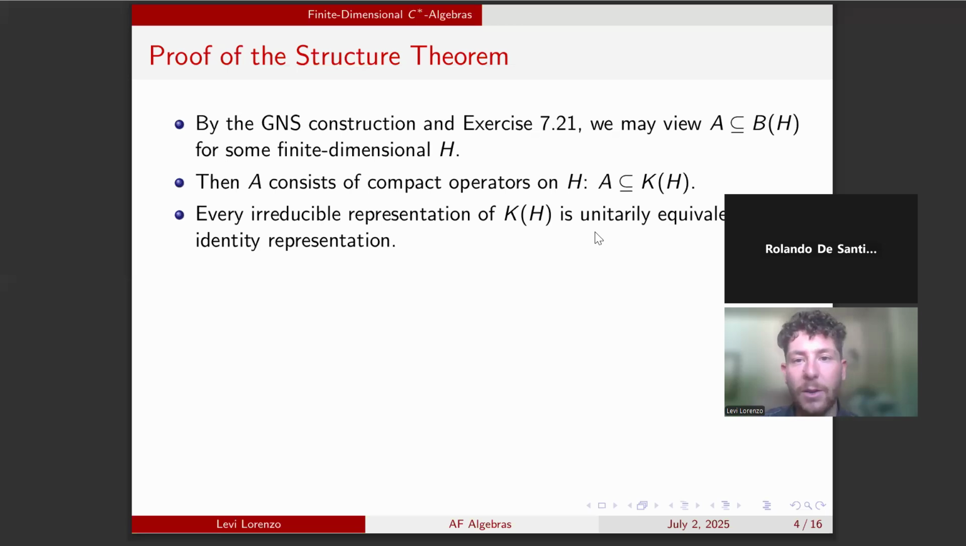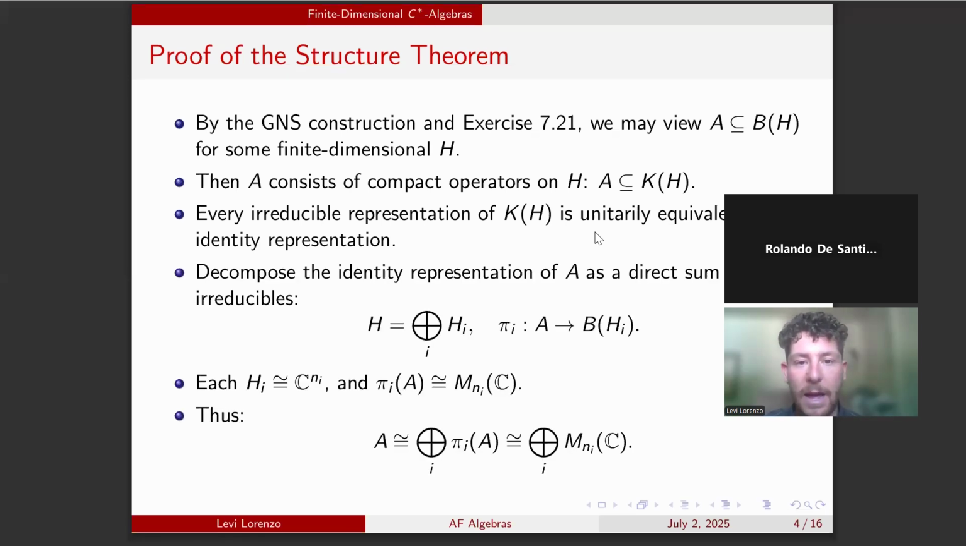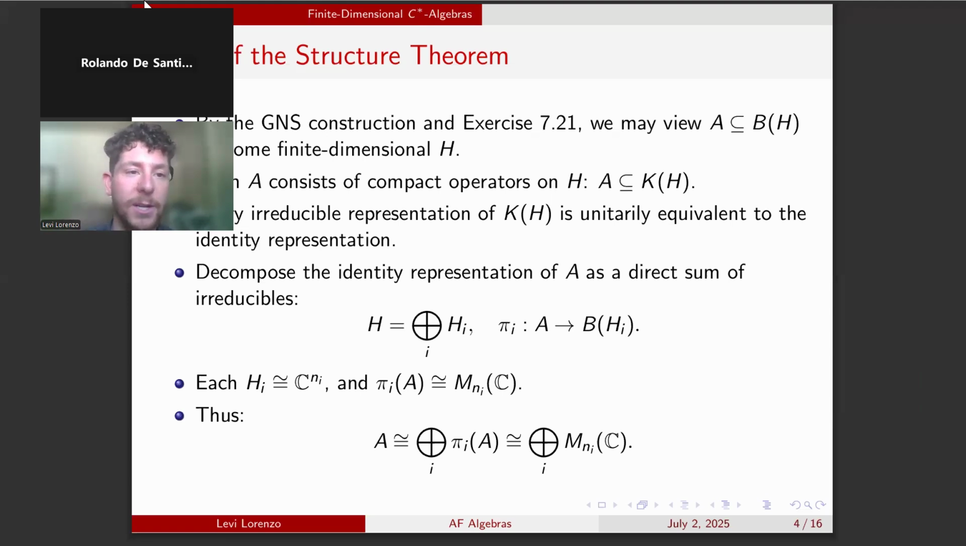And so we can view this representation as being the identity representation on each of these direct summands. So we can decompose this identity representation into a direct sum of these irreducible representations on these finite dimensional spaces.